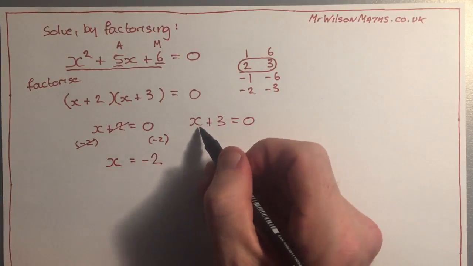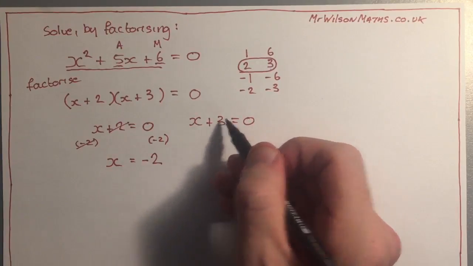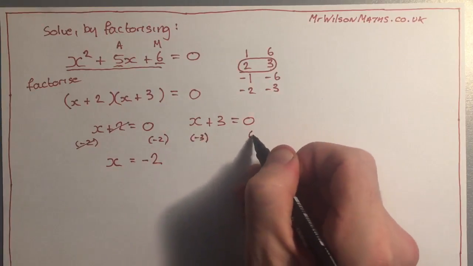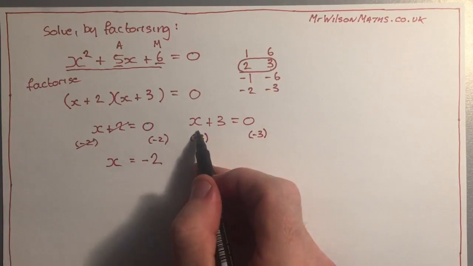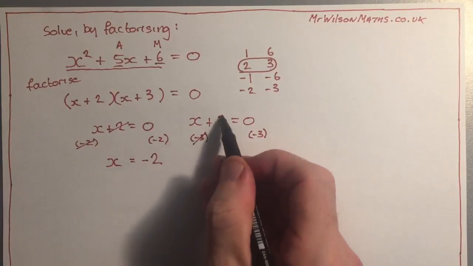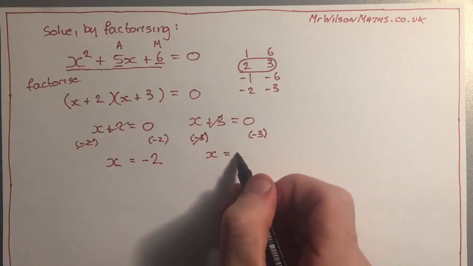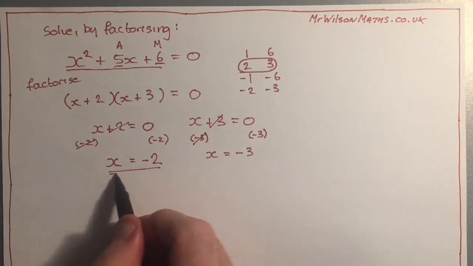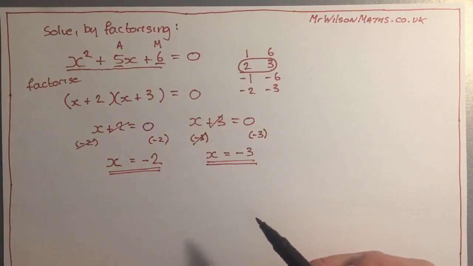Again, on this side, x, someone has added 3. I want x, so let's reverse that add 3 by subtracting 3. We must do that to both sides because it's an equation and we need to keep it balanced. I like to think that that cancels that out, leaves me with x equals 0 take away 3, negative 3. And here we have the two solutions that we were looking for.